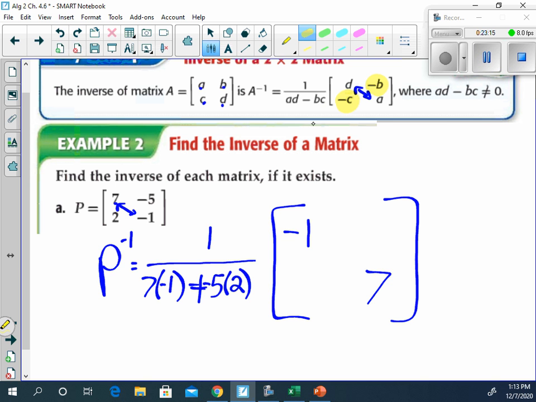Well, B and C are now what? Negative. So we switch the signs. Since negative 5 is up here, it's now positive. And since the 2 was positive, it's now negative. So really we just have what? 1 over the determinant. Inside the matrix we switch A and D, and make the other two negative, or switch the sign.